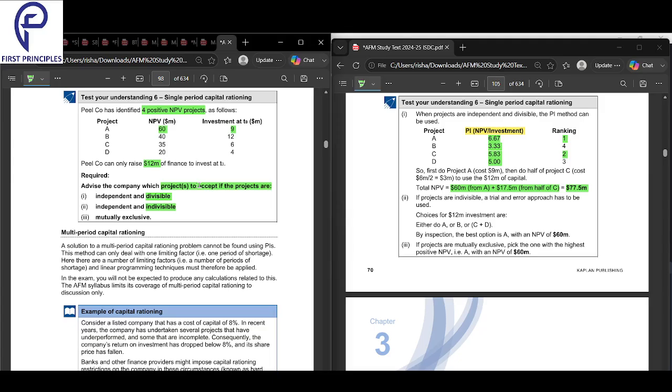Mutually exclusive means you cannot do any two together.